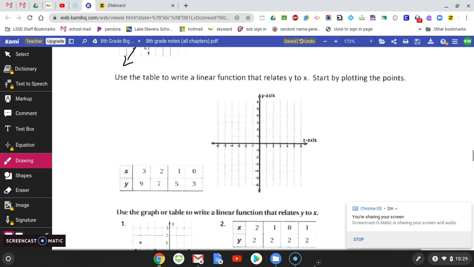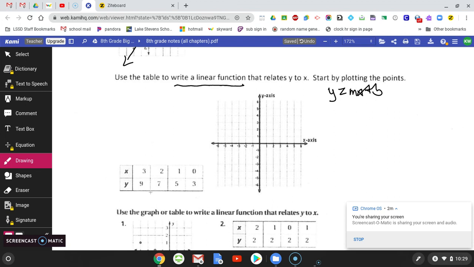Okay, so now it says to use the table to write a linear function. So again, write a linear function means write the equation. Y equals mx plus b, that's what we're looking for. And it does say to start by plotting the points. Oh, my pen carried a lot on that one, I'm sorry. Okay, so let's go ahead and plot the points.